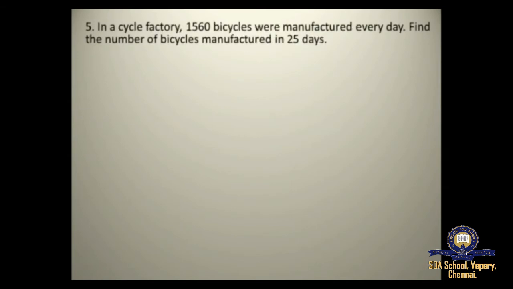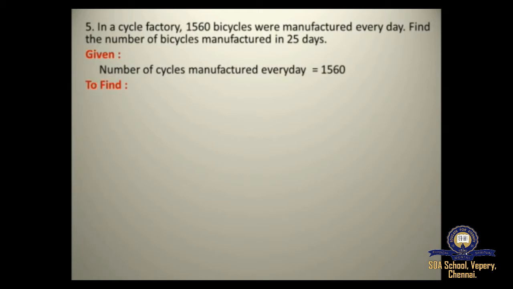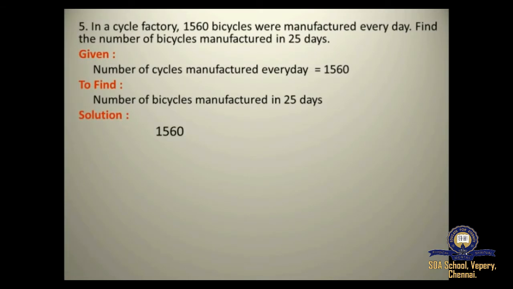In a cycle factory, 1,560 bicycles were manufactured every day. So find the number of bicycles manufactured in 25 days. So what is given in the question? Number of bicycles manufactured every day. That is 1,560. Okay. Now what are you supposed to find? The number of bicycles manufactured in 25 days. So the solution, multiply the value 1,560 with 25 because number of bicycles manufactured daily is 1,560.